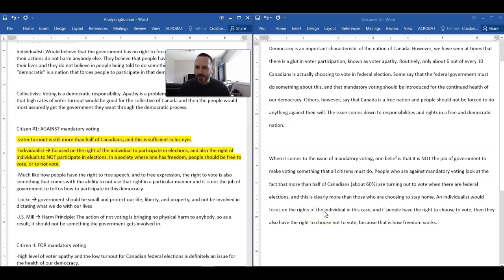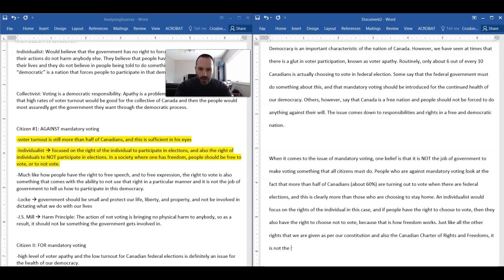So what I put here, much like how people have the right to freedom of speech, freedom of expression, the right to vote is something that comes with it. So just like all the other rights that we are given as per our Constitution and also the Canadian Charter of Rights and Freedoms, it is not the role of government to tell us how to use these rights.